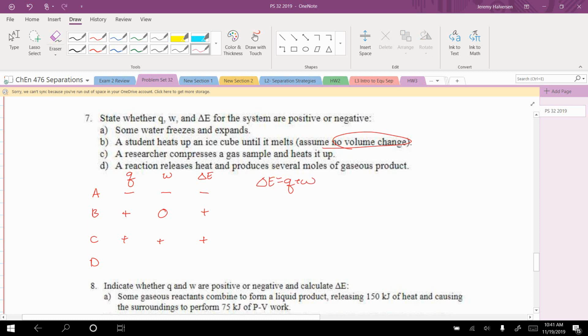D, a reaction releases heat. So releases heat, that means Q must be negative, and produces several moles of gaseous product. Sorry, I should say a reaction. Several moles of gaseous product. If I'm creating moles, then we can assume that it's expanding if the pressure doesn't change, which means the system is doing work. It's going to be negative, which means delta E is going to be negative.